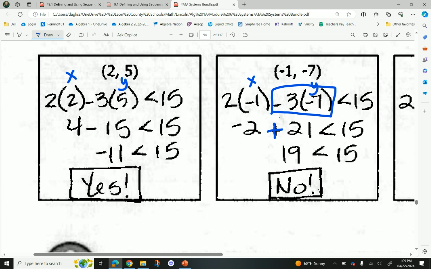So this is how we test points in an equation. You just plug them in. Does it work?